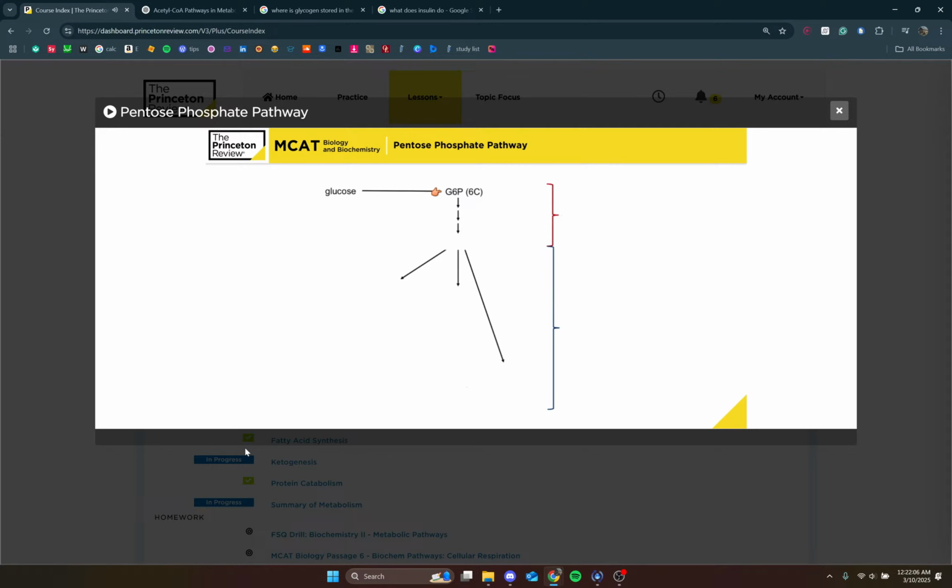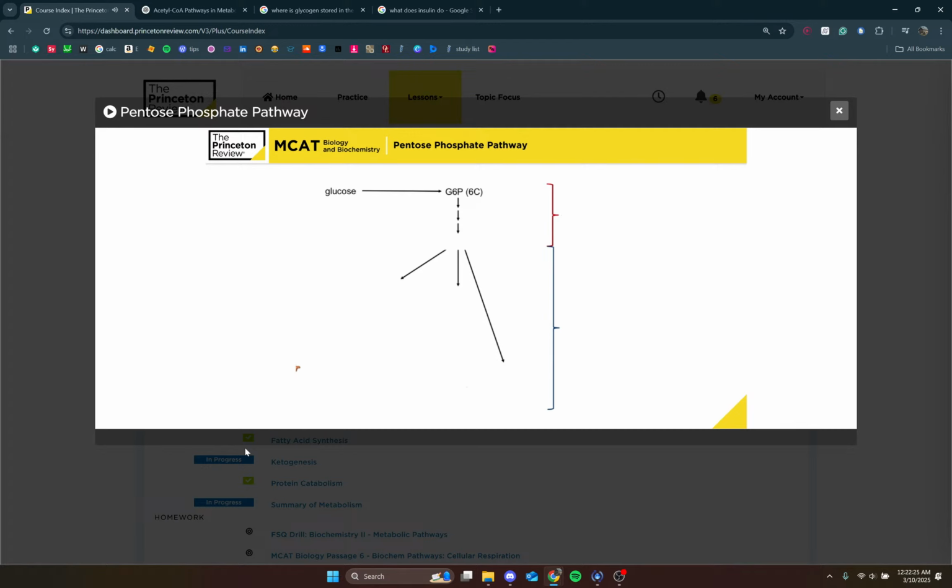Shunt means that we can draw this product out of an existing pathway and shunt it through a completely different pathway to generate some different products. Ultimately, we can create some products that could go back into the original pathway. So we are shunting glucose 6-phosphate out of glycolysis, putting it through this pentose phosphate pathway, and can ultimately shuttle it back into glycolysis if we need to.